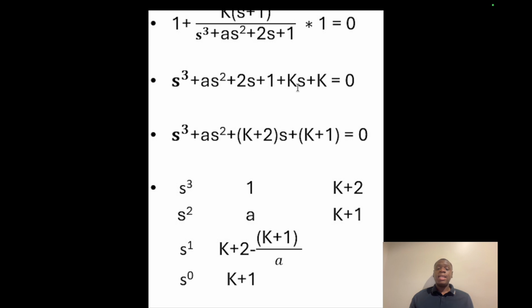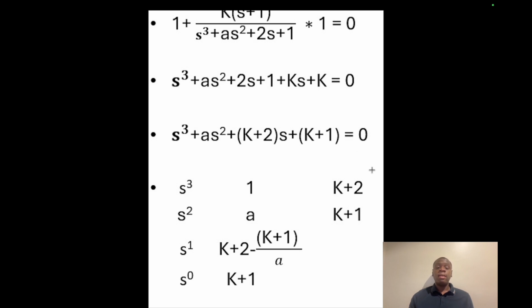What we are really interested in is the first column of the table. For the system to be stable, every value in the first column must be positive. So from this table, we get conditions like a greater than 0 and k plus 1 greater than 0, and another expression involving k and a. Solving these gives us the ranges of k that keep the system stable.